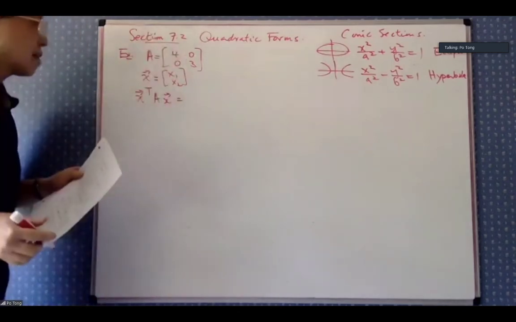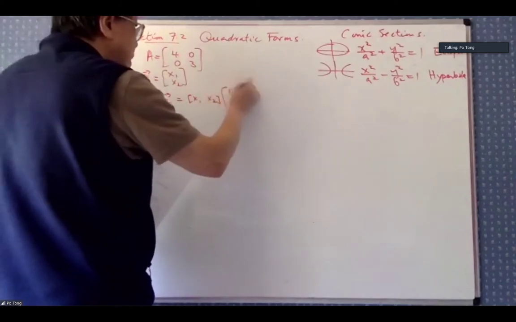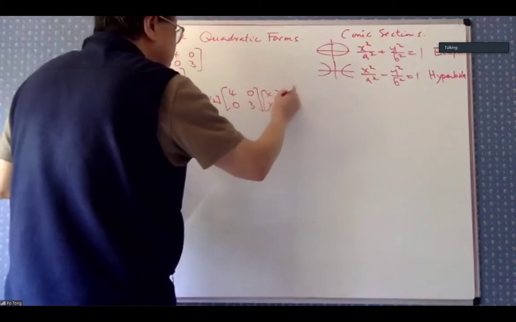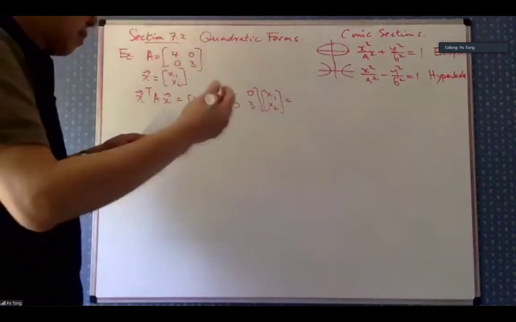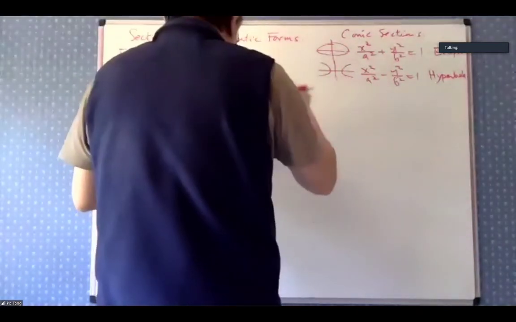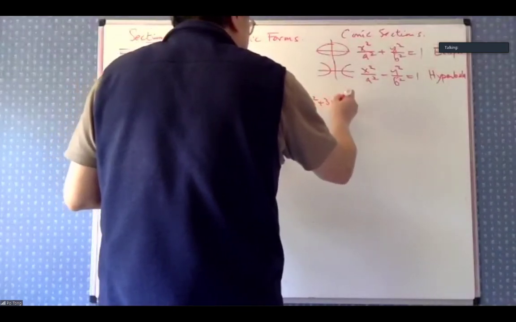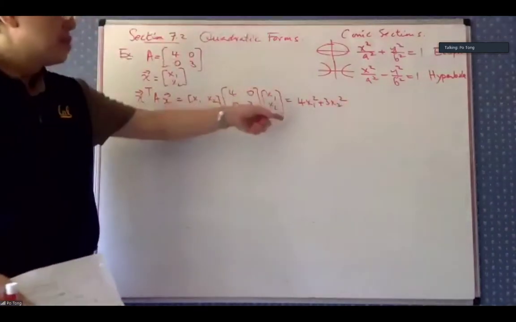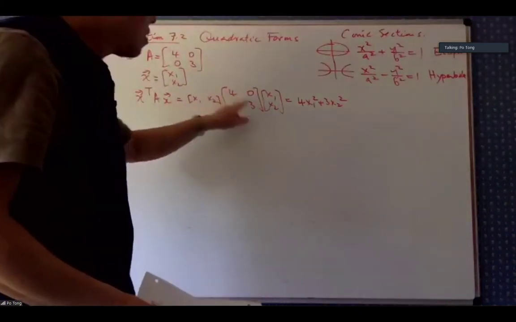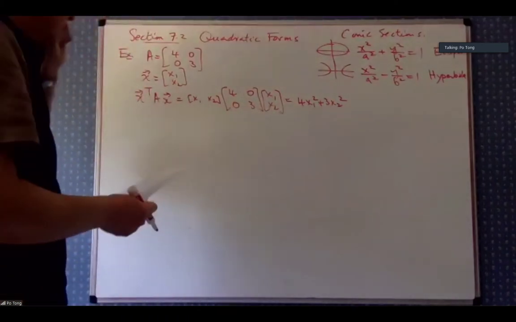What's X transpose AX? X transpose is X1, X2, A is this guy, and X is this one. And what does this become? Can you guys see this? Can I skip some steps? Because this guy is diagonal, there are no cross terms, no x1 x2 terms. Okay.